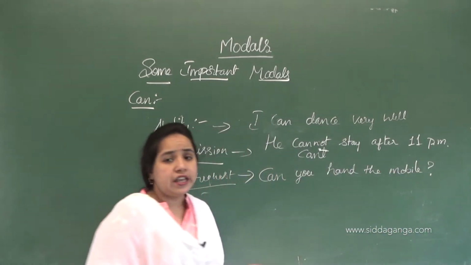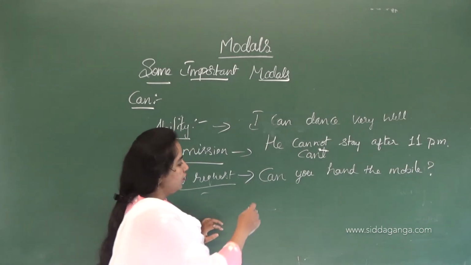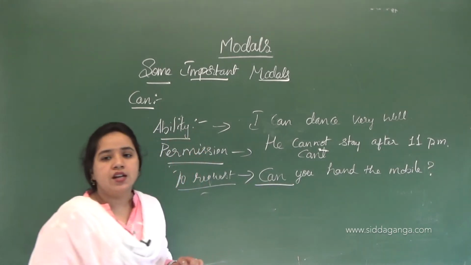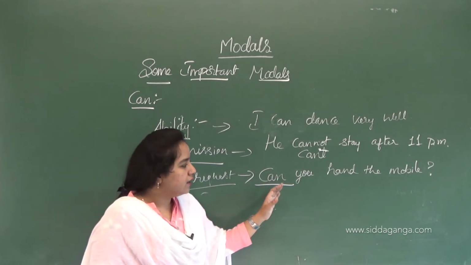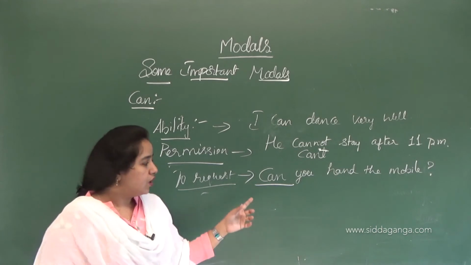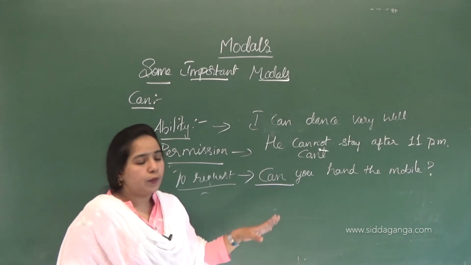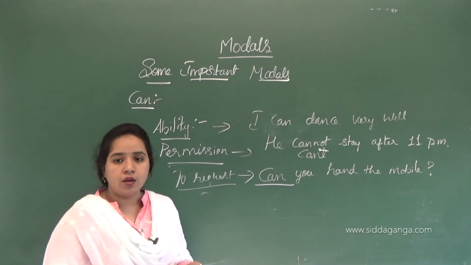You can use it. Can you give me the mobile? Can you hand me the mobile? Okay. So when the sentence is in a request form, we should use this modal first. Then the next comes the other verbs, that is, main verbs. Can you hand the mobile, or can you hand your mobile, or can you give me your mobile?